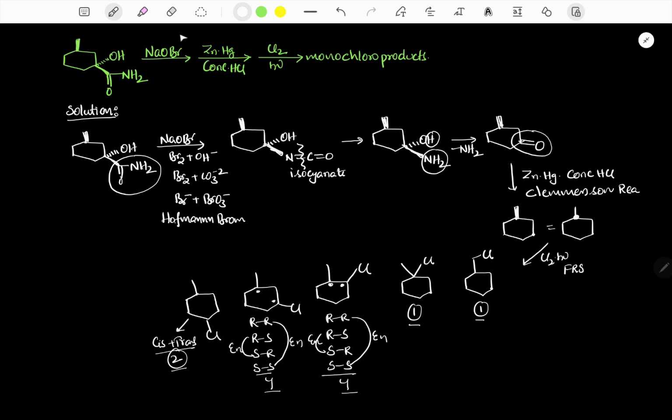The first reaction is Hofmann bromamide reaction. The second reaction is Clemmensen reduction. The third reaction is free radical substitution.